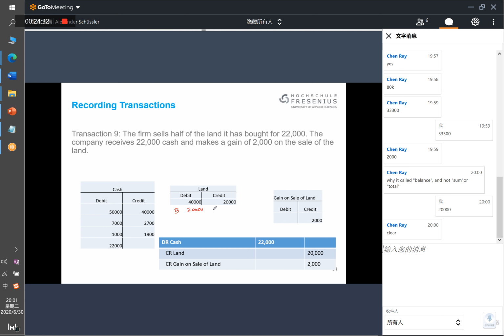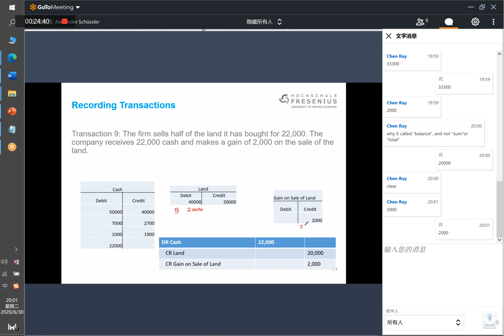What about the gain on the sale of land? It's very easy, but anyway, we have to do it. 2,000 is our balance, and it is a credit balance. This is a credit balance because it's a different account. It's an equity account, not an asset account. This is assets, and this is an equity account. That's why the balance is on the other-hand side.